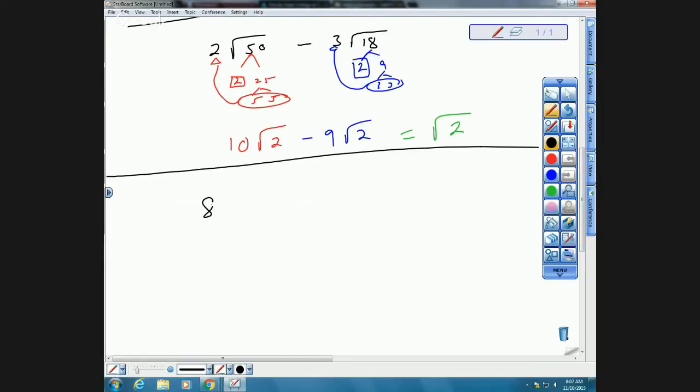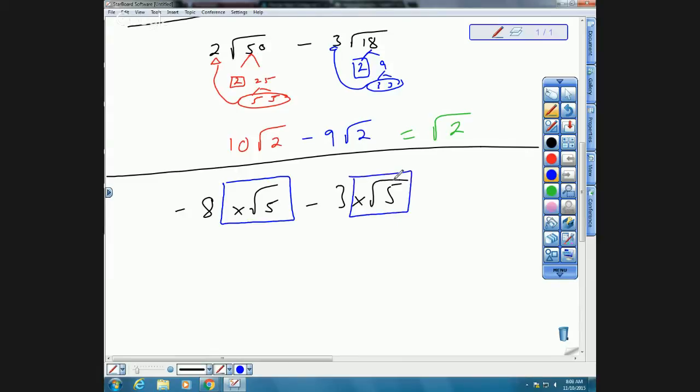If you have something like this too, negative 8x square roots of 5 minus 3x square roots of 5. Okay, you're looking at everything besides the coefficient has to be exactly the same. So I'm looking at everything besides that number out in front. So even that x would have to be the same. So x square roots of 5, I have negative 8 of those, minus 3 of those, so I have negative 11 of those. So everything besides the number has to be exactly the same.